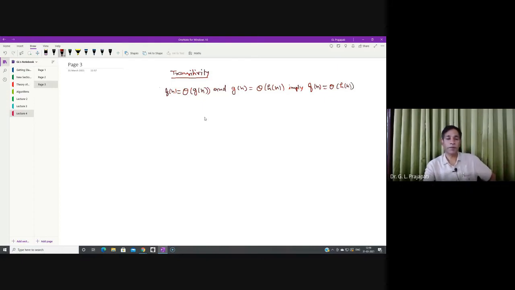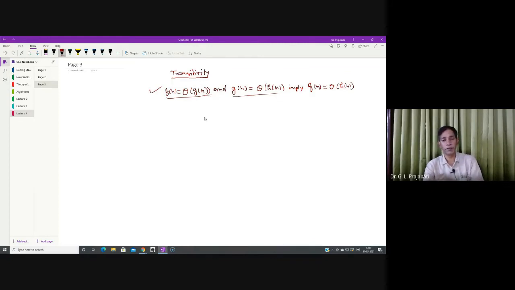See, f of n is theta of g of n. If somebody says that yes, f of n is theta of g of n, and somebody says that okay, g of n is theta of h of n, then does this mean that f of n is theta of h of n? Yes, this is true. Why is it true?